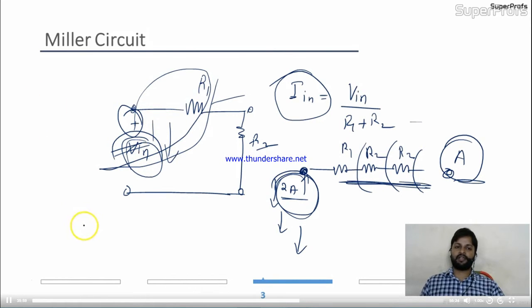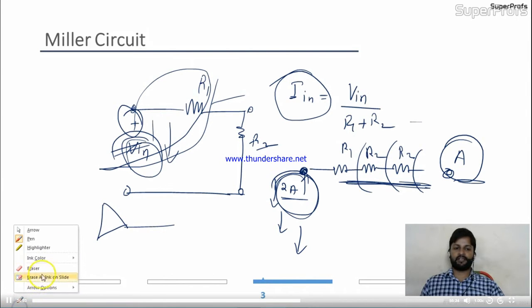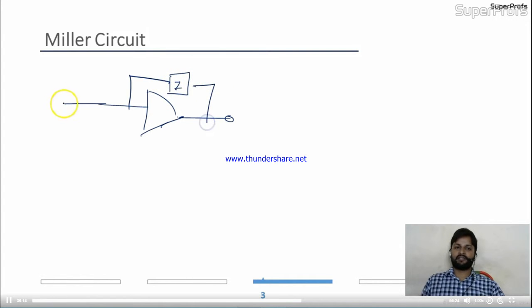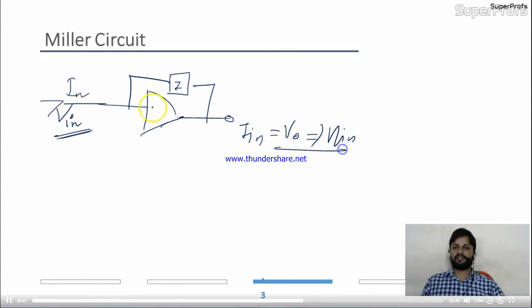But due to the Miller effect, there will be no drop. The Miller effect or Miller circuit is saying that if you want to apply anything, please apply to me. Whatever you apply to me, I'll deliver at the output in full. If you are applying me In, I'll deliver that In at the output stage also. If you are giving me Vin, I'll take this entire thing and it will go over here. This is a kind of application of the Miller circuit.